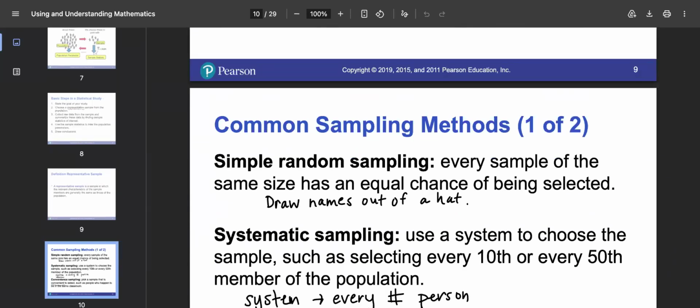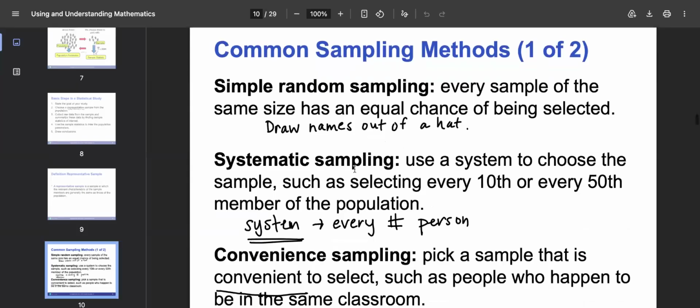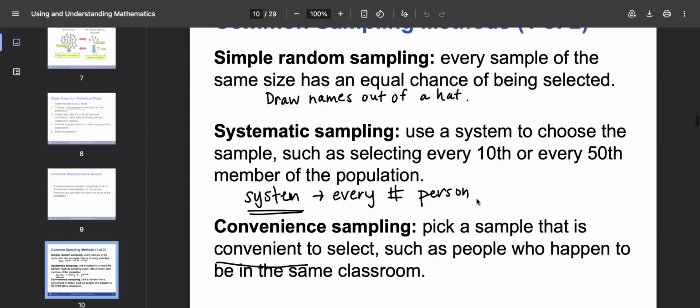We talked about simple random sampling, which is similar to putting everybody's name in a hat and drawing a name out, so that everybody has an equal chance of being selected. We talked about systematic sampling, which is like every third person, or if I'm going to a subdivision, I might knock on every fifth door. There's a system, and there's going to be a number. This one's saying every 10th or every 50th member of the population.